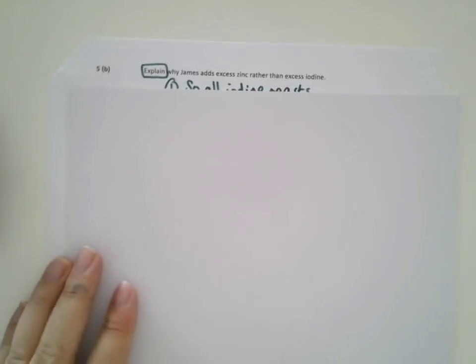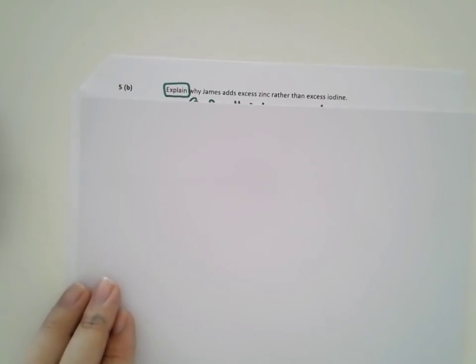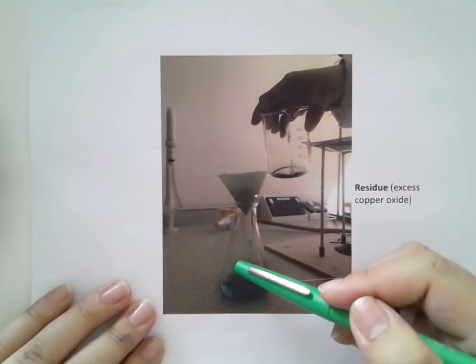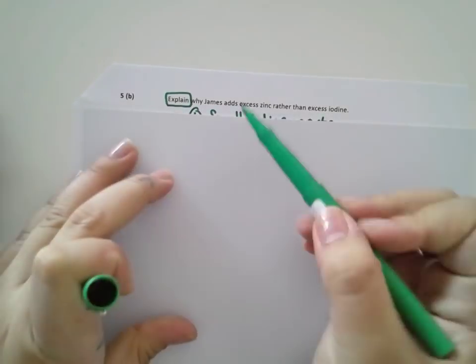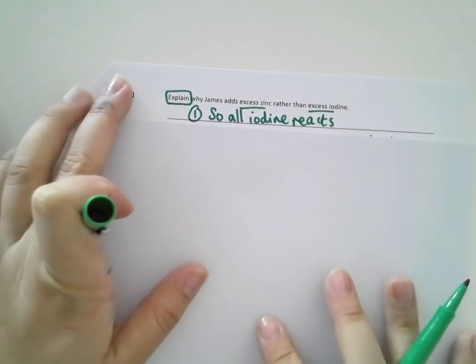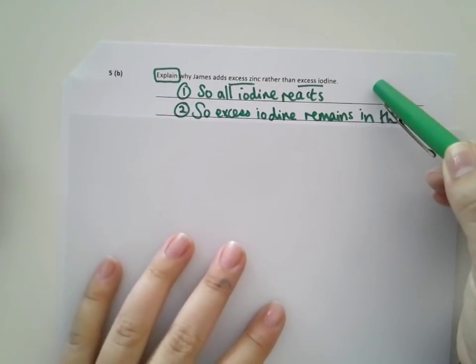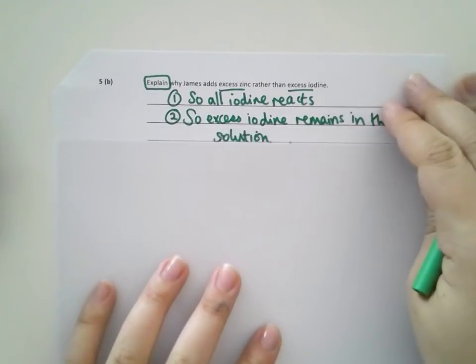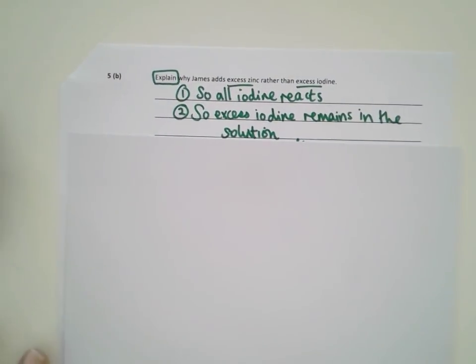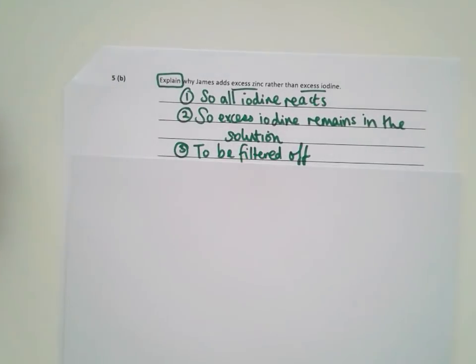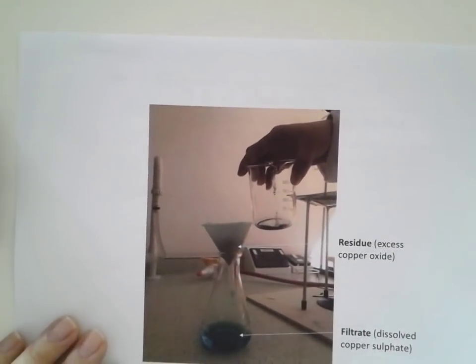Next, why is James adding excess zinc instead of excess iodine? So you're thinking to yourself, and this should be able to help you in this method here. He's adding excess zinc rather than excess iodine because, firstly, so that all the iodine reacts. Secondly, so the excess zinc remains in the solution so that, third mark, he can filter it off. And again, same method as this here.